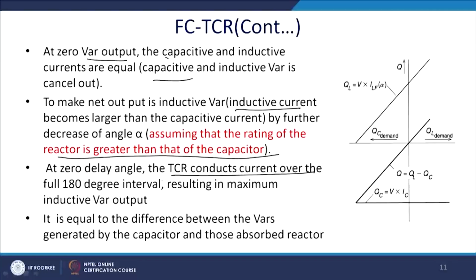At 0 delay angle, TCR conducts the current over the full 180 degrees, resulting in maximum inductive VAR. It is equal to the difference between the VAR generated by the capacitor and that absorbed by the reactor. So, this is the figure. This is the figure by changing alpha, and ultimately this is the QL demand. So, effectively you get this one, that is nothing but QL minus QC. The shift is basically the QC.